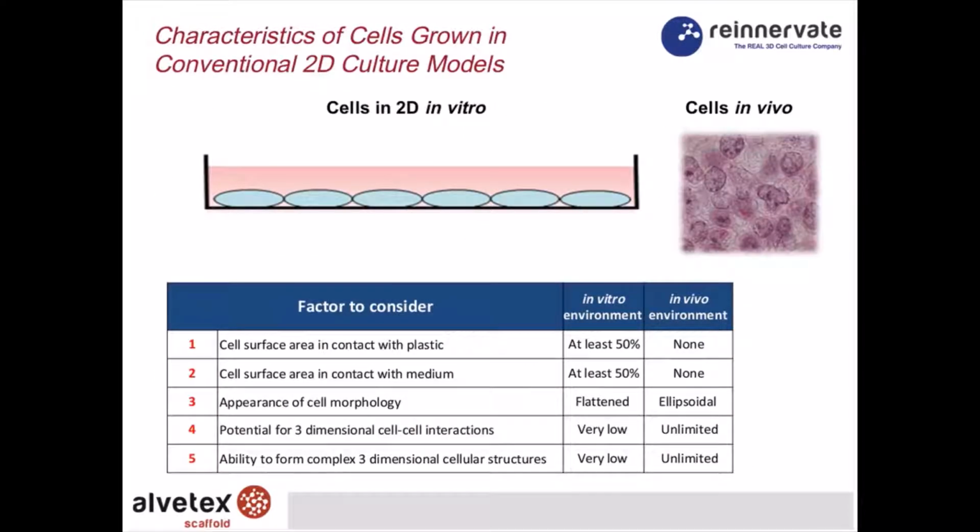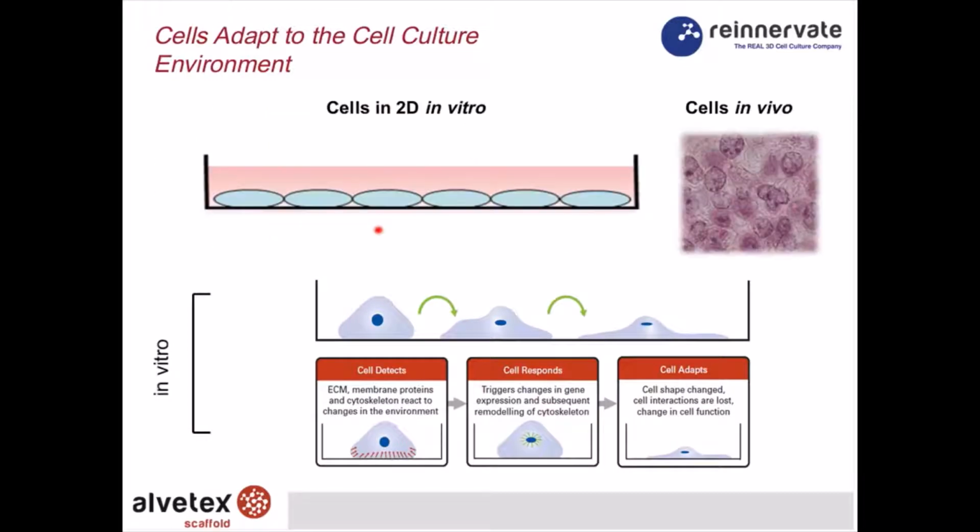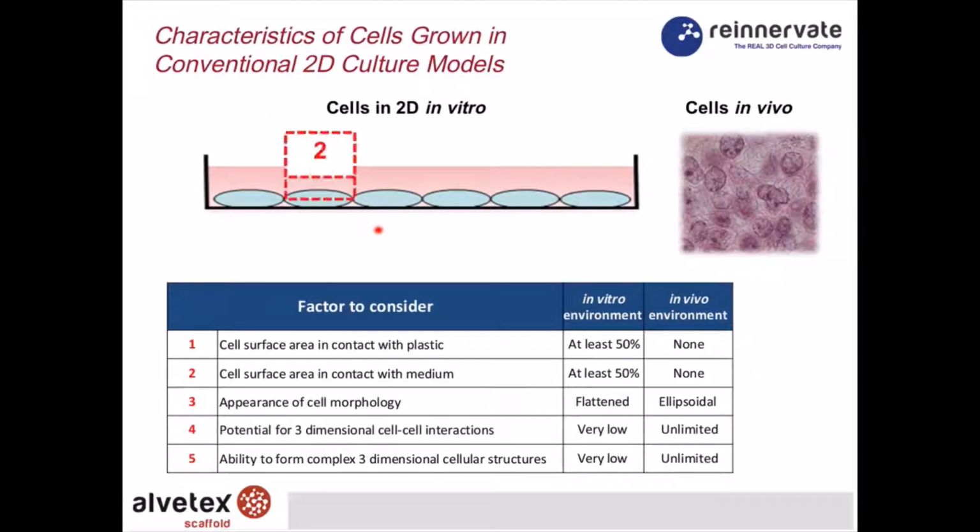Let's consider this a little more closely in 2D. So here we see that almost half the cell is against the plastic substrate in this petri dish. The other half of the cell is mostly against the culture medium. Cells are flattened. Interactions between cells are minimized, and certainly in 2D culture there's very limited capability of creating more organized structures as what we see in vivo.